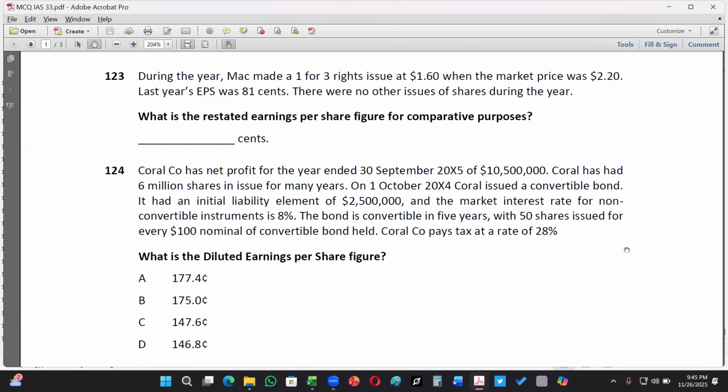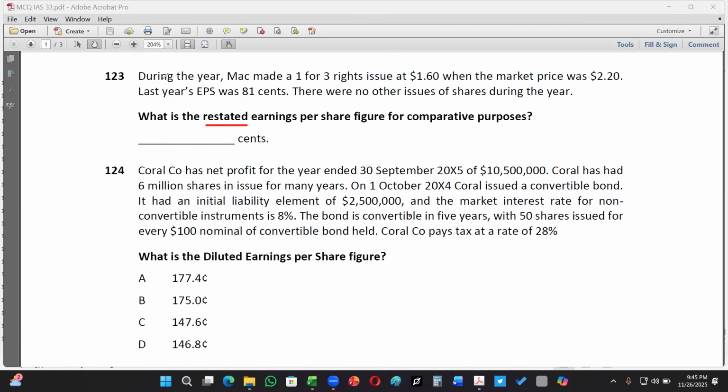First of all, I would like to attack the comparative, like when we have to restate the EPS for the previous period. So this is an interesting one. Let's understand the logic behind it. What is the restated EPS figure for comparative purposes? We have to have the restated EPS. Why would we restate? I will explain the logic here. Because we are about to restate the EPS that was calculated in the previous period. What is wrong? Why are we doing so? This is an important question that should come in your head.